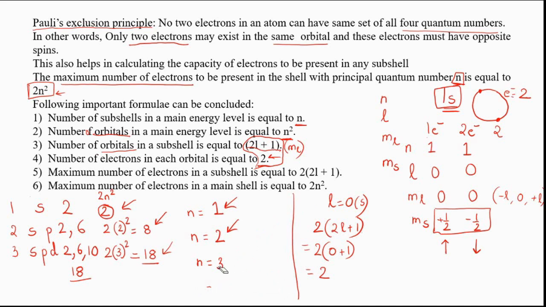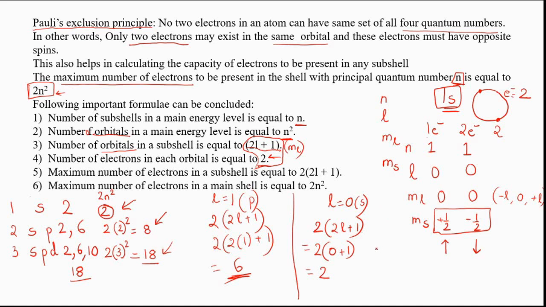L is equal to 1. So if I have L is equal to 1, then this is what? A p orbital. So I have to do 2 into 2l plus 1. So this gives me 2 into 1 plus 1. This gives us 2 into 1 is 2 plus 1 is 3, 3 2s are 6. So the maximum number of electrons in a p orbital is equal to 6.